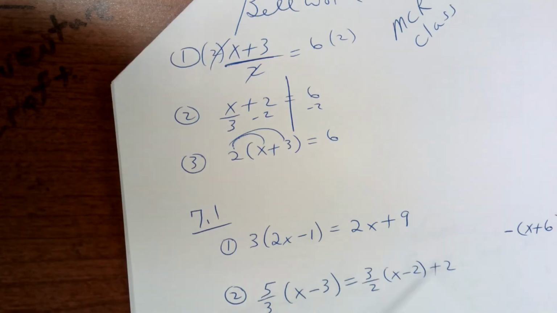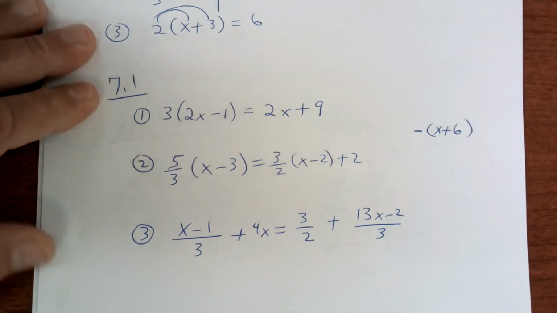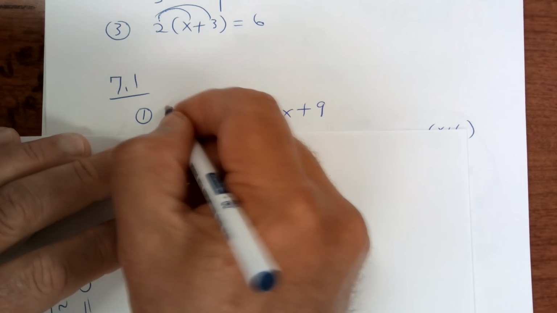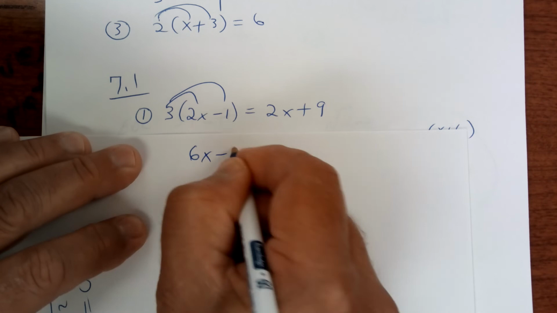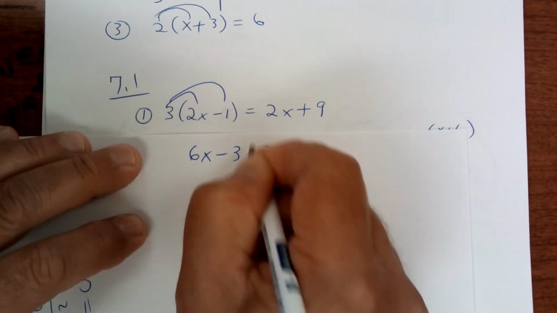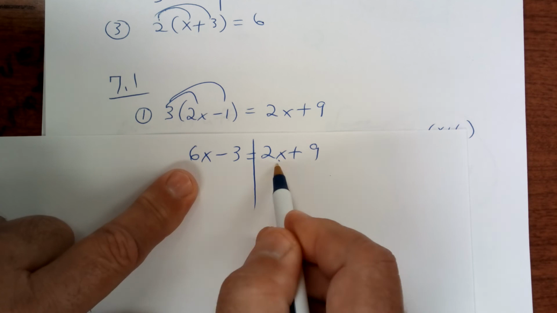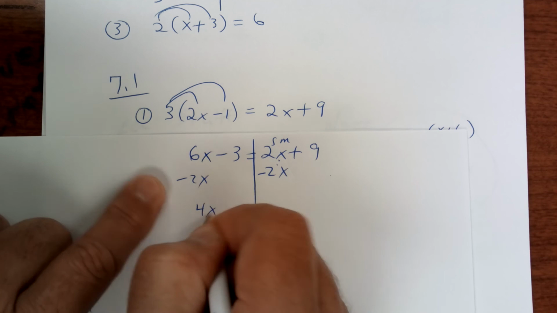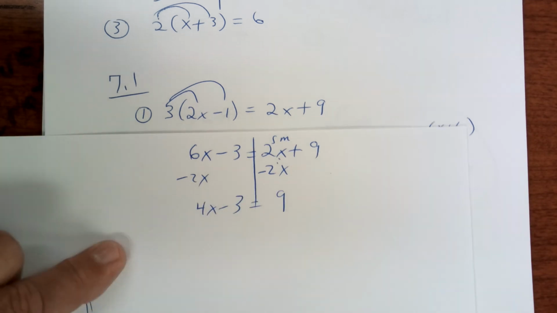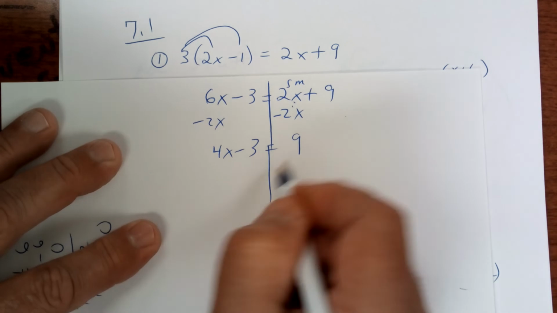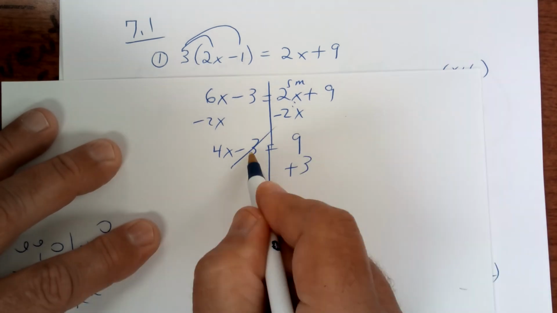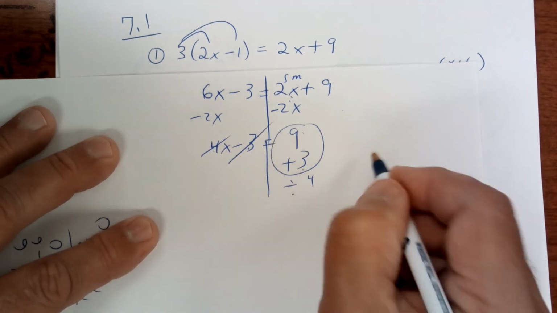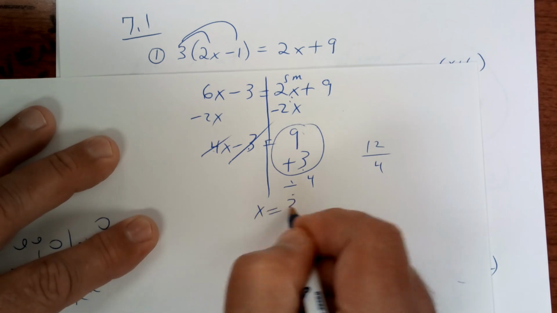And then finally, down here on a new sheet of paper, copy these down. And let me show you how to do these. This one you're going to distribute. Then you got variables on this side and that side, so you want to get rid of the smaller one. So you're going to get 4x minus 3 is equal to 9. And at this point, you should be able to work it. You want to first add 3 to get rid of that, and then divide by 4 to get rid of that. When you add 3, you get 12, and 12 divided by 4 is 3. And that's how you do it.